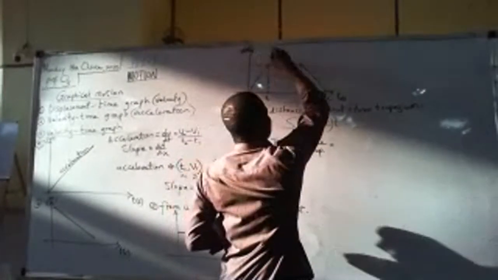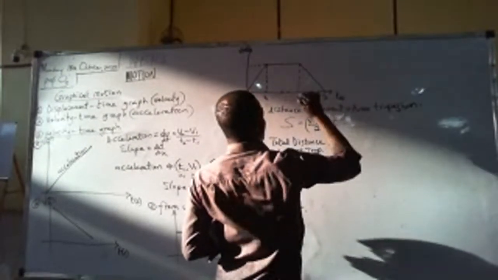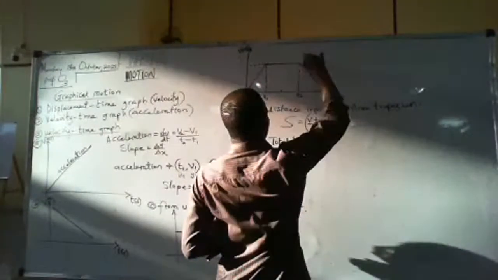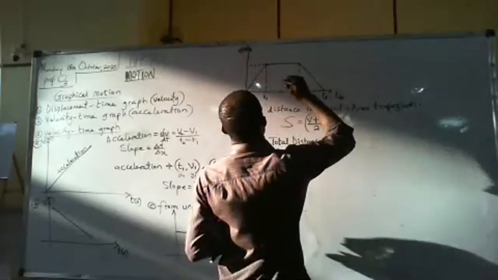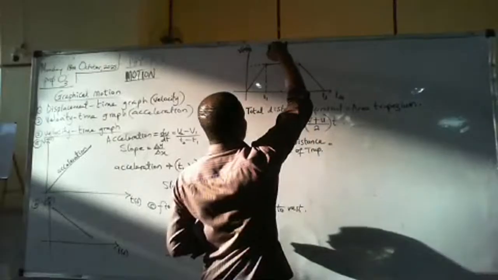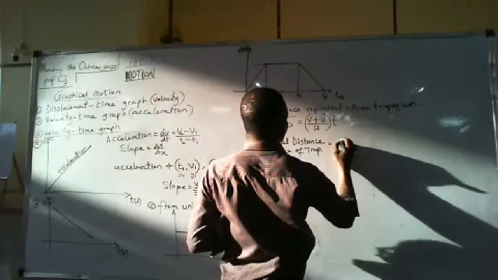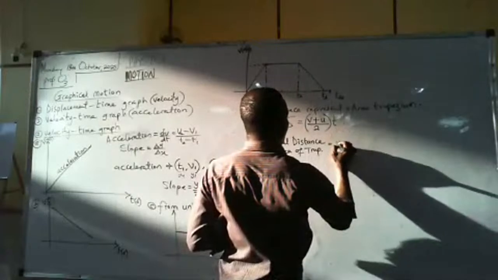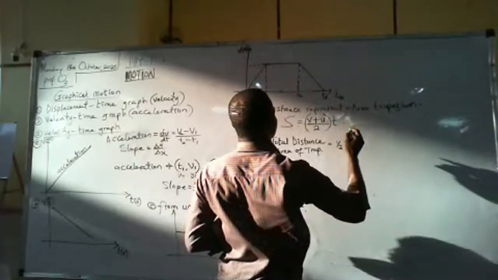Sum of the two parallel sides. What are the two parallel sides there? This one and this one. The sum of the two parallel sides. That's your velocity. Velocity at this time, velocity at this time. So it's like half open brackets, half into sum of the two parallel sides.